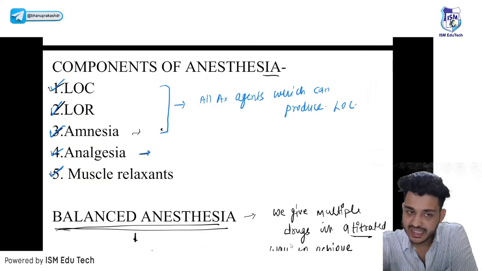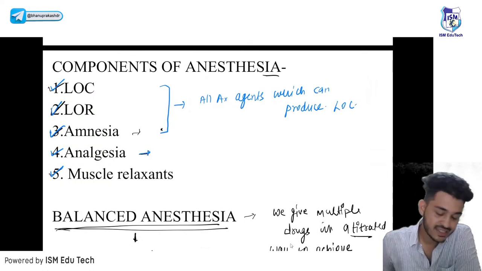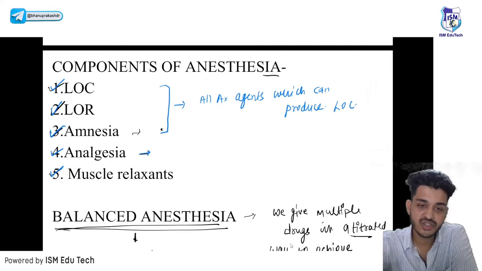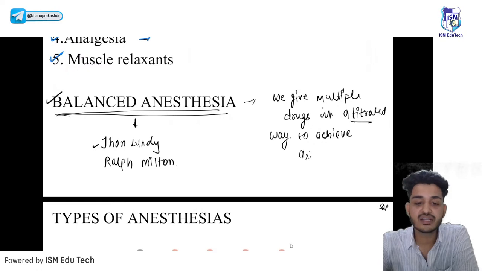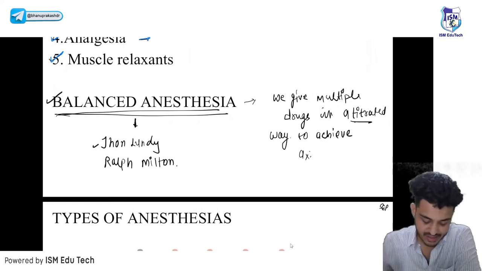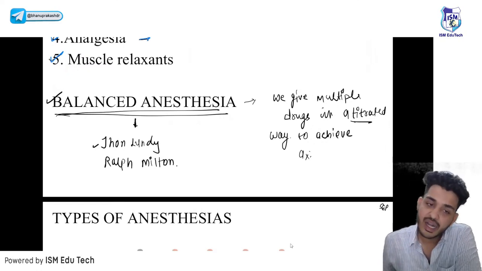Then we have seen about the components of anesthesia, like what do we want from an anesthesia. These are the 5 basic components of anesthesia. Then we have learned about the term balanced anesthesia. Kya matlab hota hai balanced anesthesia ka? Multiple drugs are given in a titrated form.